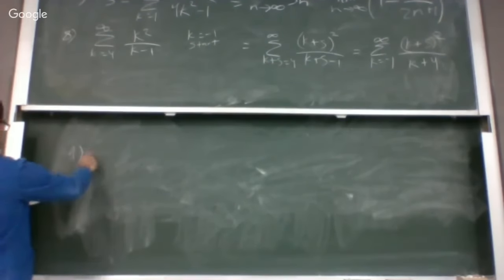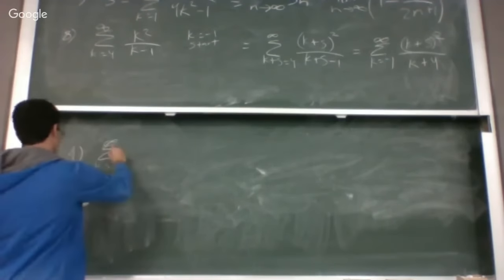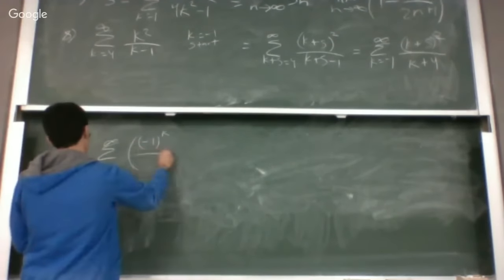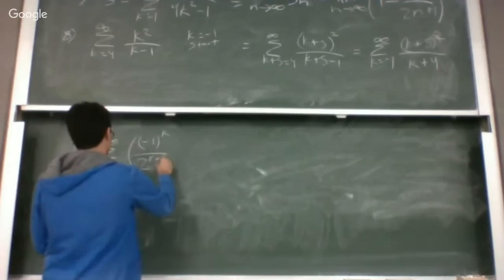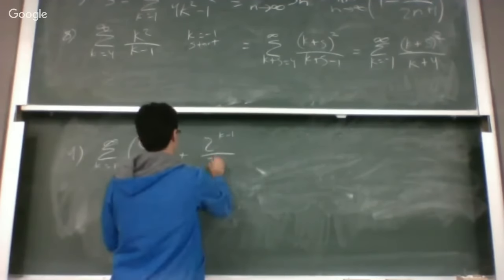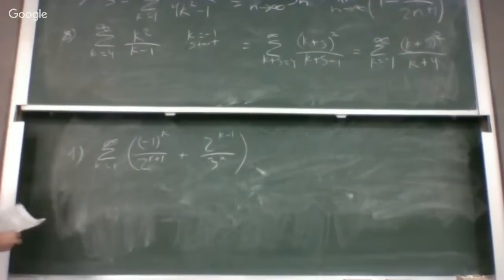For 9, we have the summation of k equal to 1 going to infinity of negative 1 to the k divided by 2 to the k plus 1 power, plus 2 to the k minus 1 power divided by 3 to the k. And we have to find or solve what it goes to.